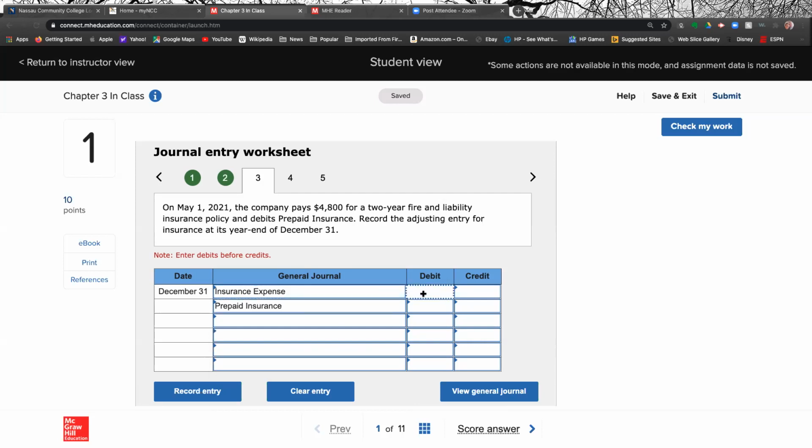Now there's a couple of different ways to do the math for this, right? We could say, what's 4,800 times 8 over 24? Why 8? Because from May 1st to December 31st is 8 months. And why 24? Because it's a 2-year policy, right? 12 months in a year times 2 years is 24. So 4,800 times 8 over 24 is the same as 4,800 times 1/3. What's 4,800 times 1/3? Is that 1,600?